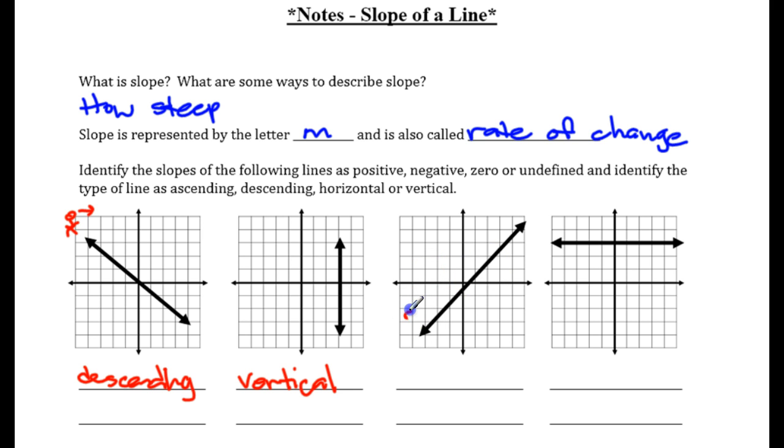Now for this line, once again, if I put my little guy over here and I read it left to right, if he were to go this way, he'd be going uphill. That is ascending. And lastly, this line is perfectly going left to right. That is a horizontal line.